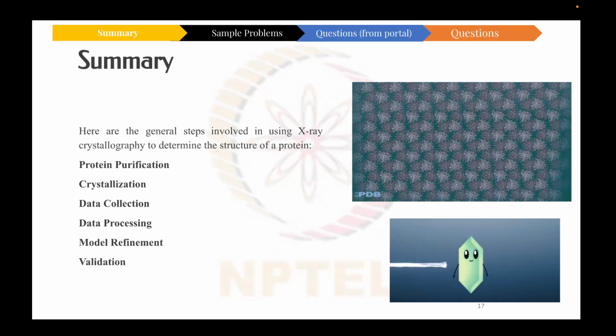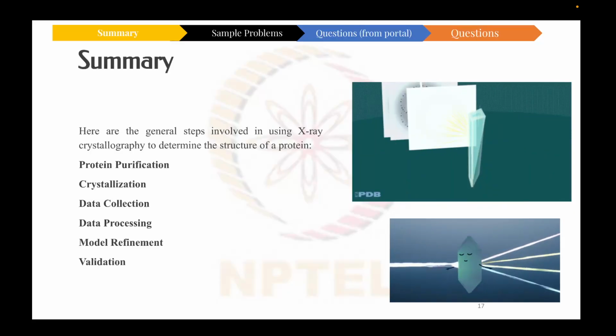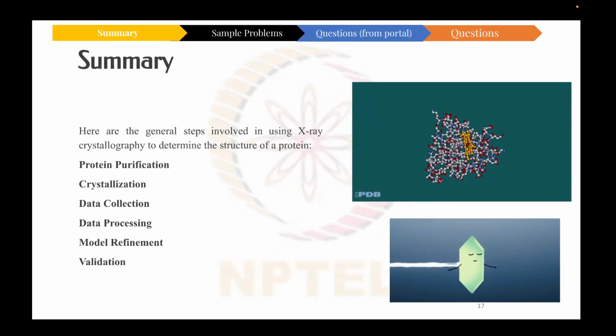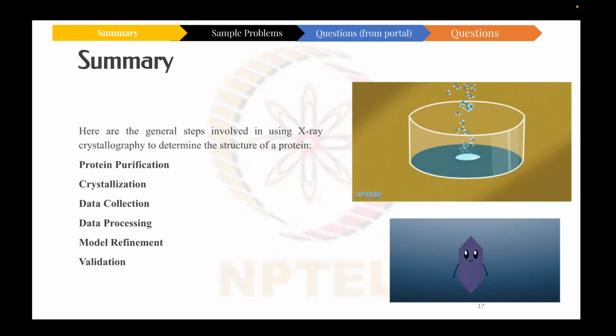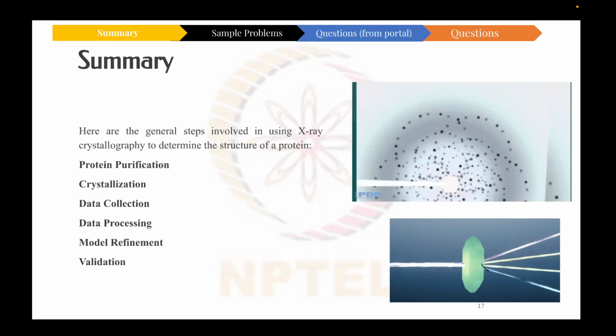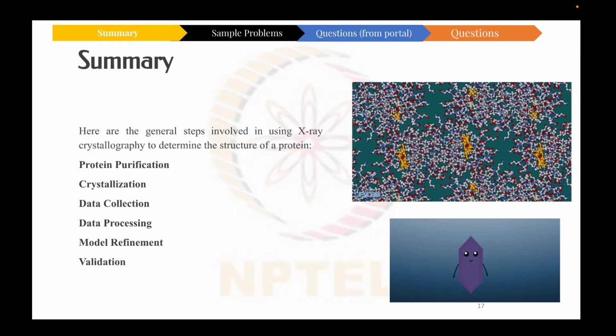Once this complete data set is collected, it must be processed to extract the structure of the protein. This involves several steps, which are scaling, merging data from multiple crystals, calculating the phases of the diffraction pattern and building an initial model of the protein structure.